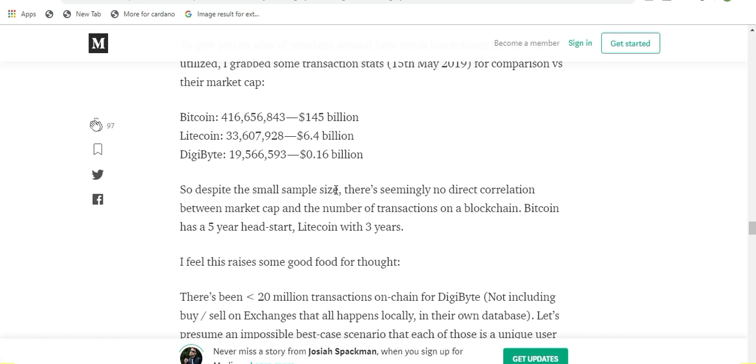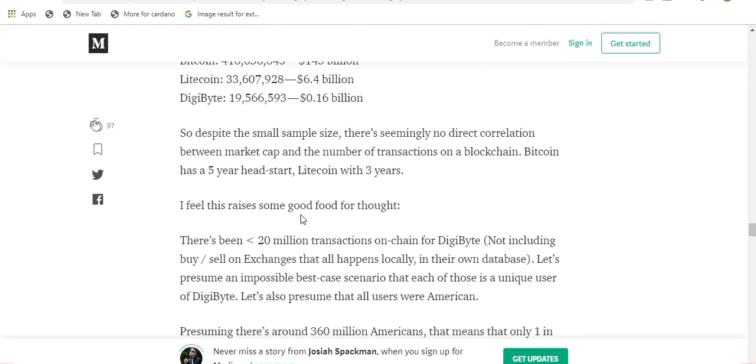So despite this small sample size, there's seemingly no direct correlation between the market cap and the number of transactions on a blockchain. Bitcoin has a 5-year head start. Litecoin has a 3-year head start. And I feel this raises some good food for thought.